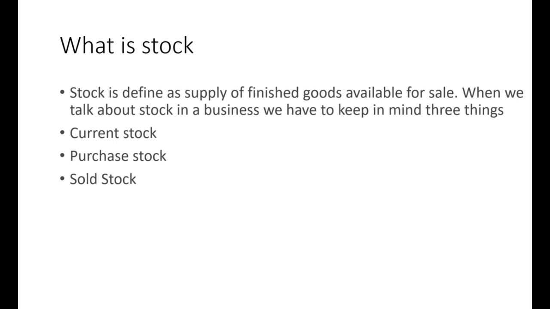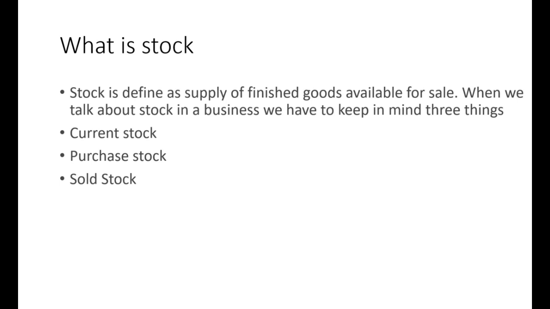If you are going to sell something, there must be something available in the business which you are going to sell. Suppose I am running a furniture shop. In my shop there must be some furniture which I am going to sell. That furniture which is available with me in my shop for sale purposes is considered as current stock.